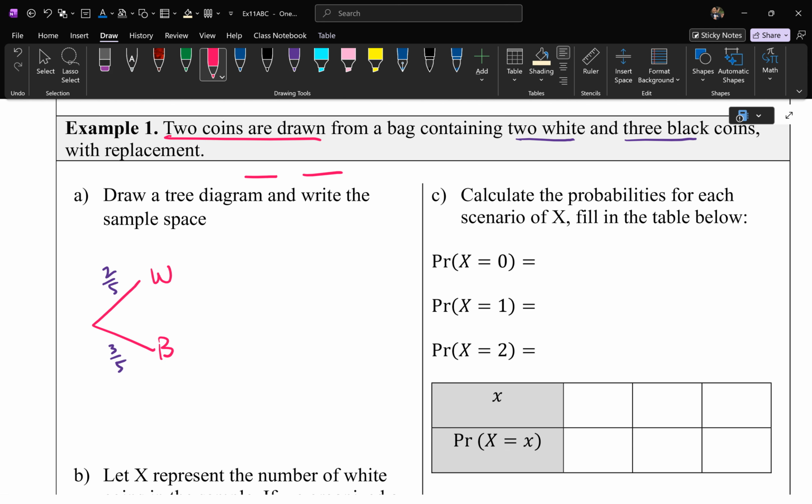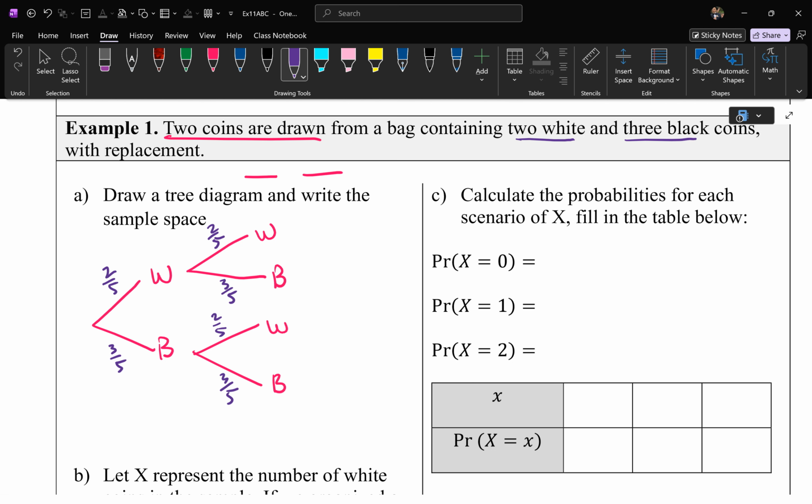But then, if I got a white, because it's with replacement, my coins go back into the bag. I still have 5 coins. Again, I have white or black as my option. What's the probability of getting white again now? Let's go with Lockie. Still 2 out of 5 because nothing's changed. So therefore, this is still 3 out of 5. And for the second one, same idea, W, B, you still get 2 out of 5, 3 out of 5. So far, pretty straightforward.